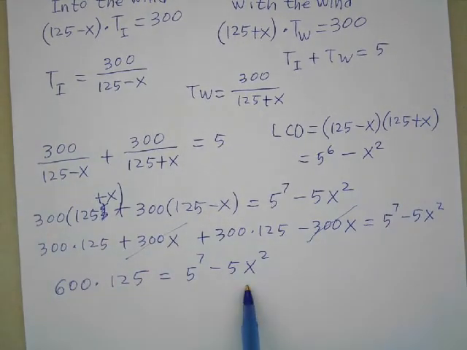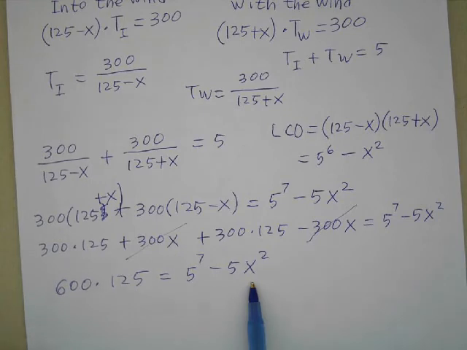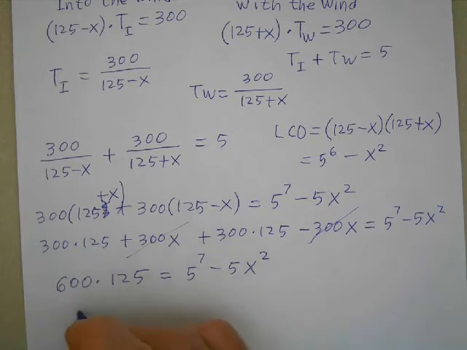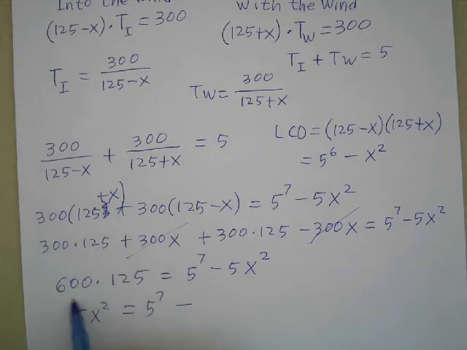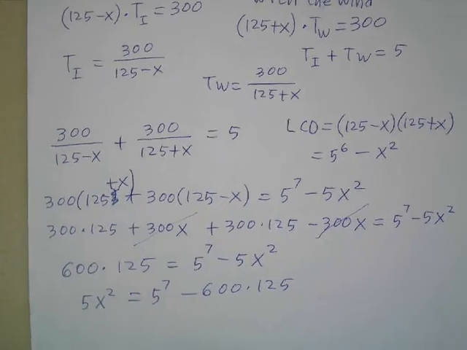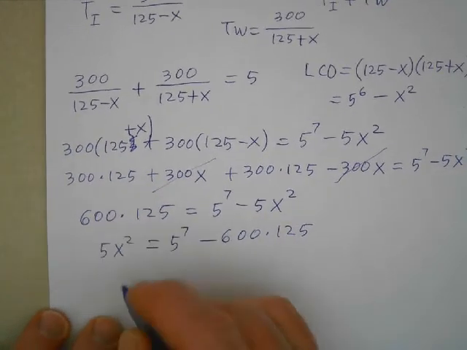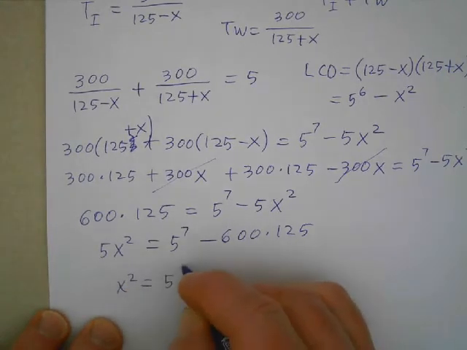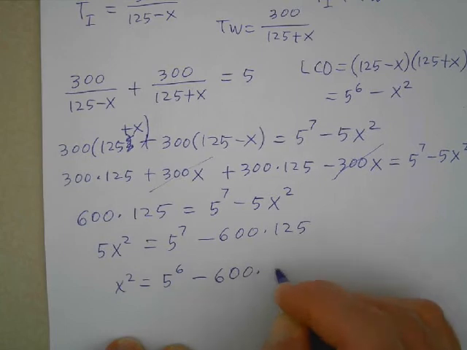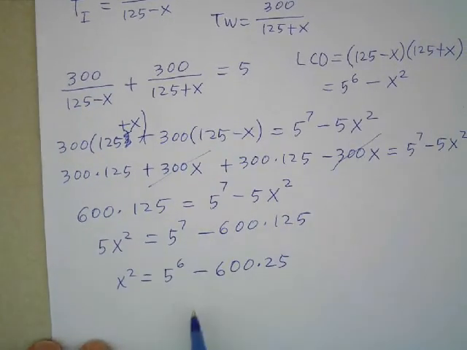Well, there's only one term with an x term in it. So I think what we'll do, I'll put the plus 5x to the 2nd on the left-hand side. I'll keep the 5 to the 7th there, and then I'll subtract 600 times 125. And then we'll divide every term on both sides by 5, and we'll get x squared equals 5 to the 6th minus, well, 125 divided by 5 is just 25. And then we'll take the square root of both sides.